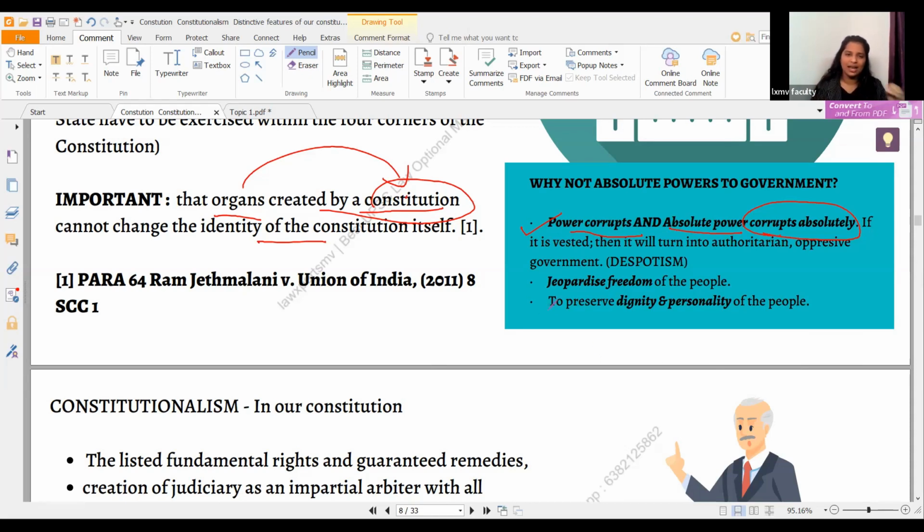First point. Next, if you don't control the government, it becomes a monarchy, right? Then it will start jeopardizing the freedom of the people. So you must keep some limitation on the activities of the government. So in order to safeguard the freedom of the people, we have listed out their freedom as fundamental rights, which cannot be transgressed by the state. So listing of the fundamental right per se is an act of constitutionalism.